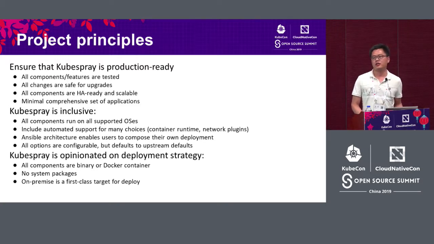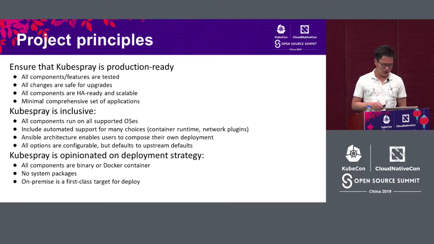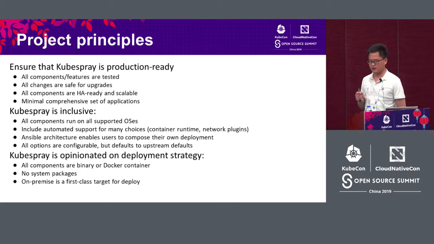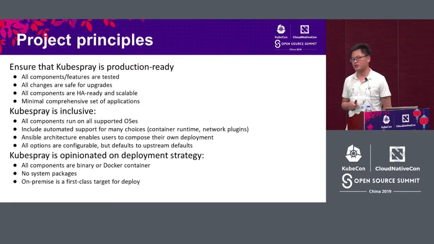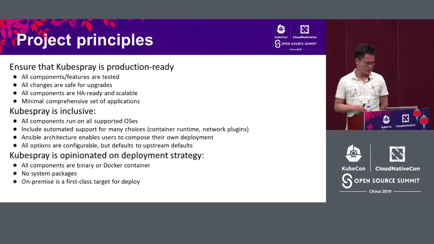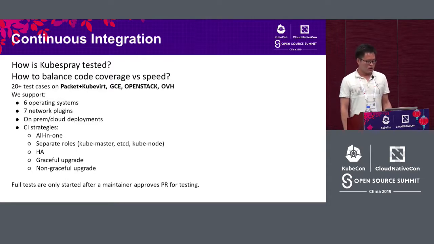And it is an architecture based on Ansible. You can customize your own development. All options are configurable, but defaults are Kubernetes upstream defaults. Kubespray has its own opinion on deployment strategy. For example, it only supports binary or container deployment instead of RPM package or deb package. As a result, it would become too complicated or not transparent enough. And on-premise is the first class choice for deployment.